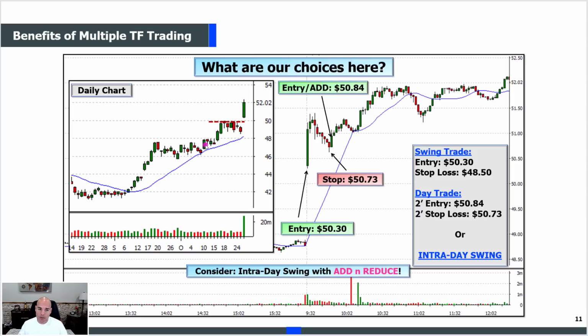Because again, you bought some at 48, you bought some at 50, you averaged $49, and you're going to add a bunch here. It's a free trade. You could have even added more right here.